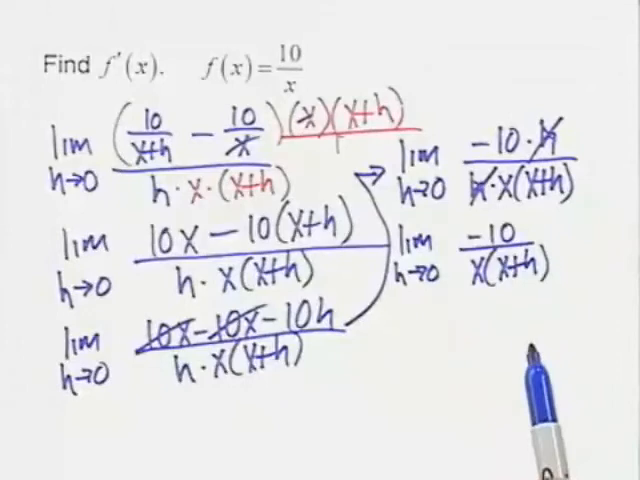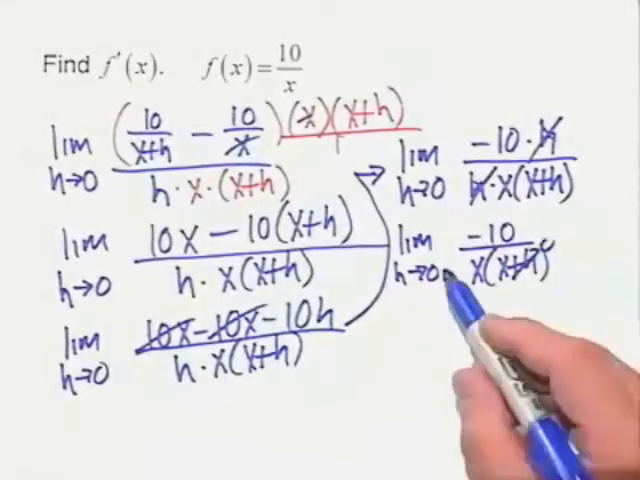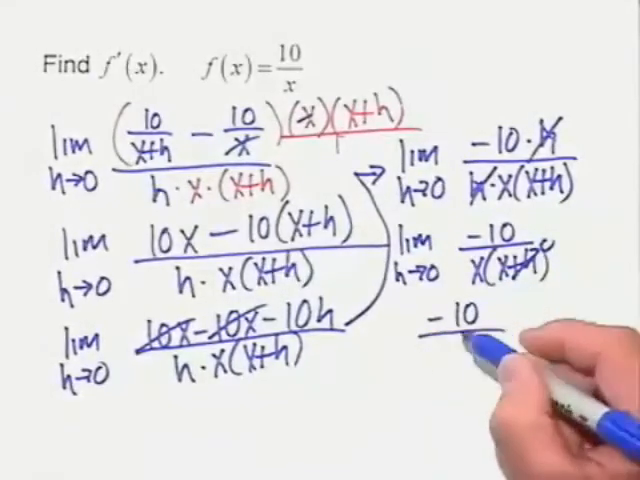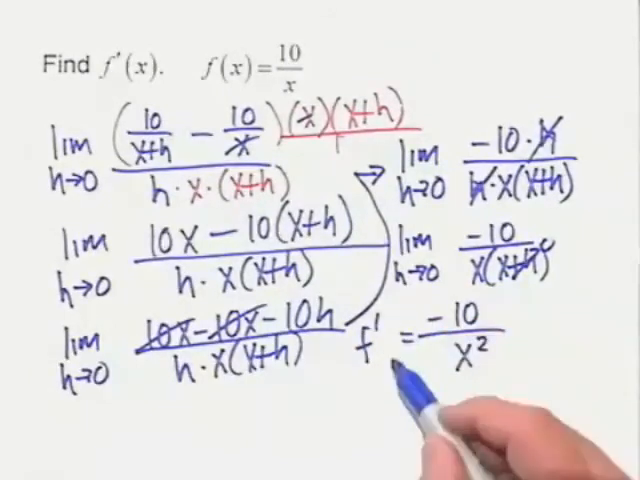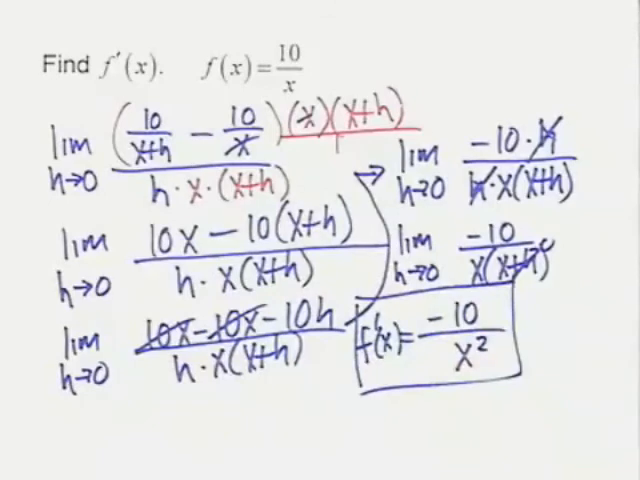Now finally we can evaluate the limit as h goes to 0. So in doing so, that term disappears basically. So we get a negative 10 all over x times x, which is simply x squared. So finally, exhaustive practice here, but we found that the derivative of this particular function is negative 10 all over x squared.